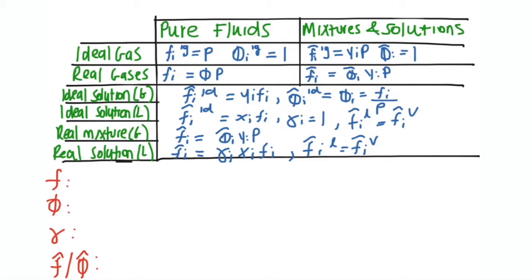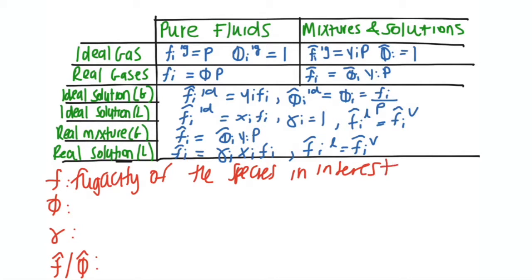So here I've just written out all the important things that we should know, for ideal gas, real gases, solutions, and mixtures. Before I actually go through all the equations, I'm just going to clarify what all of these funky symbols mean. So F here is the fugacity of the species in interest.